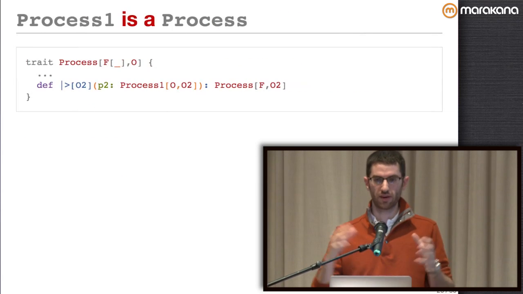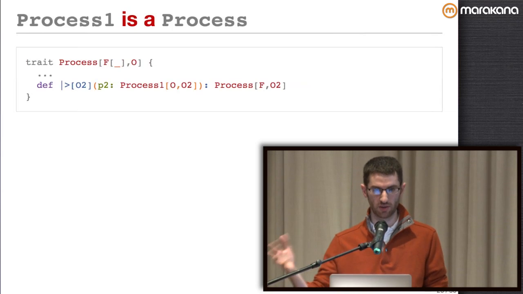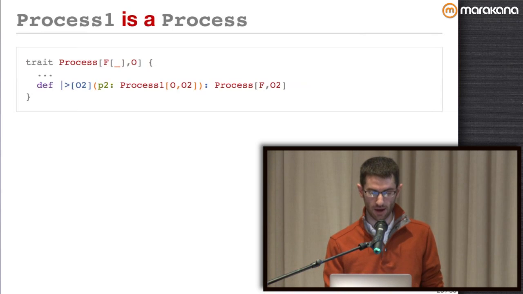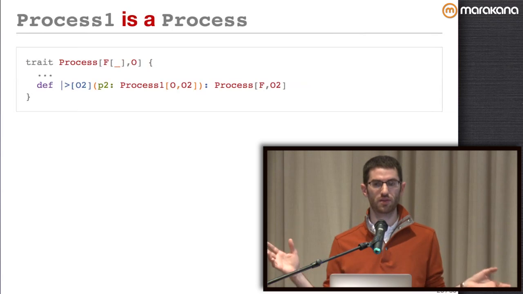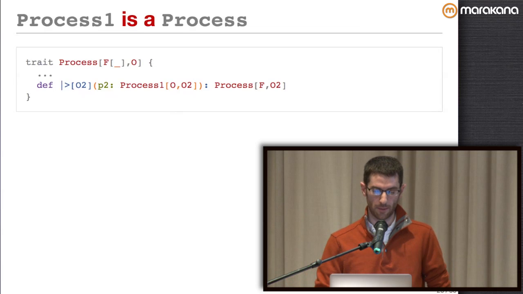Okay, so now that we have this representation of process 1, we can go ahead and define our compose operation that we defined before. Except this is now that type alias that I just introduced in the last slide. But other than that, the definition is going to work exactly the same way.